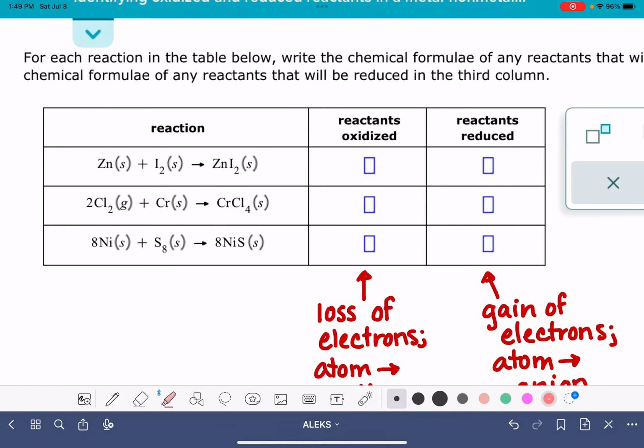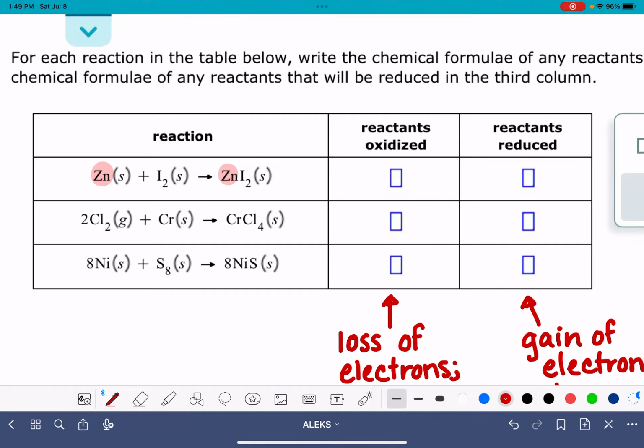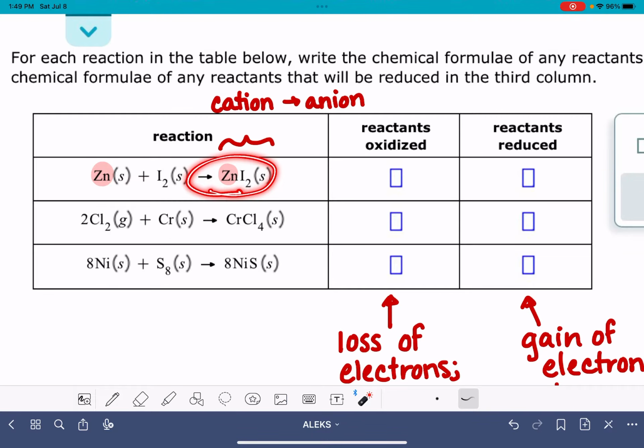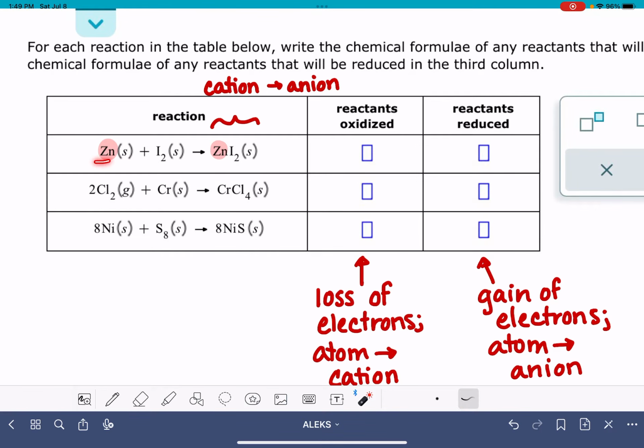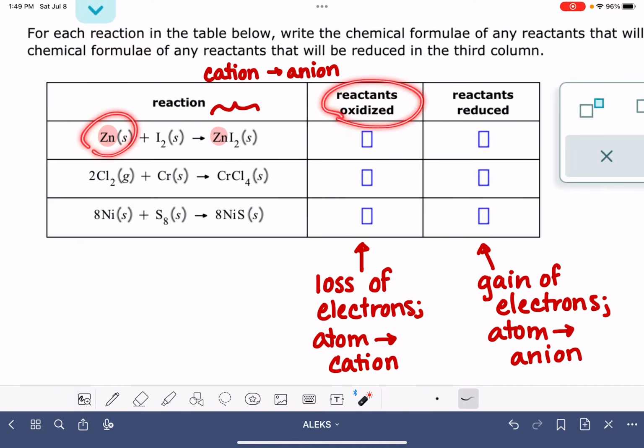Let's take a look at the first reaction. Here's zinc, and this is what zinc turns into throughout the course of the reaction. Remember, when we write a formula for an ionic compound, we always write the cation first, followed by the anion. So the first substance in the ionic formula is the cation. In this reaction, zinc has become a cation, which is defined as an oxidation process, the loss of electrons. ALEKS wants us to put in this box the reactant that was oxidized, and that is the zinc reactant. We're not going to put it in the ionic form, just zinc.